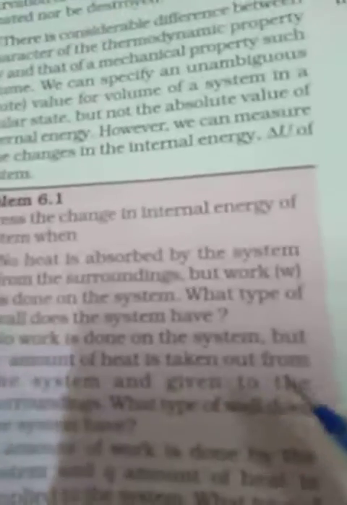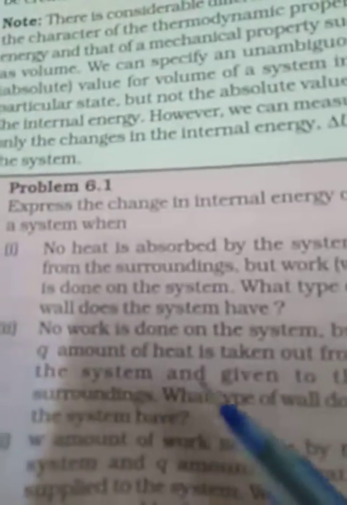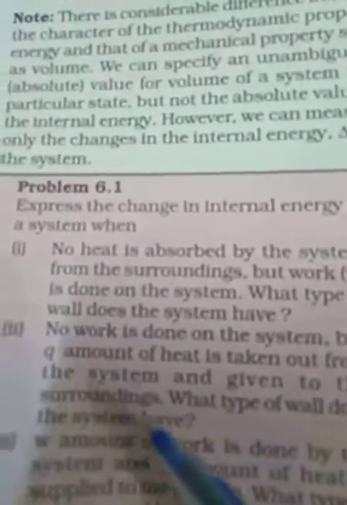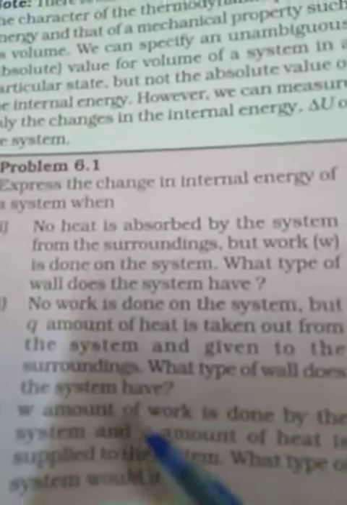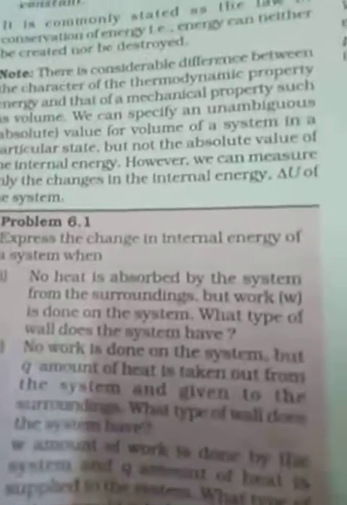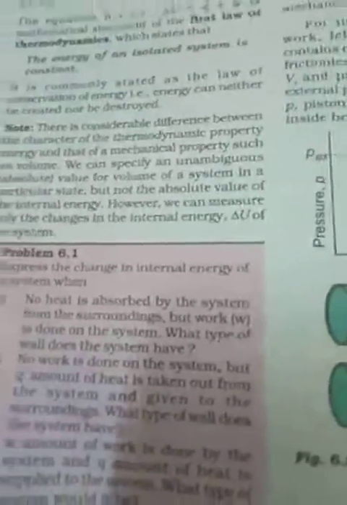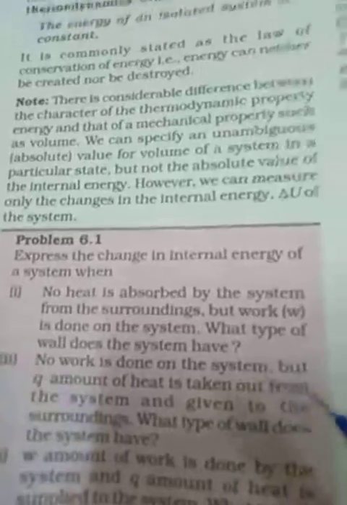Okay, second: no work is done on the system but Q amount of heat is taken out from the system and given to the surroundings. What type of wall does the system have? Okay, again you see that no work is done on the system.